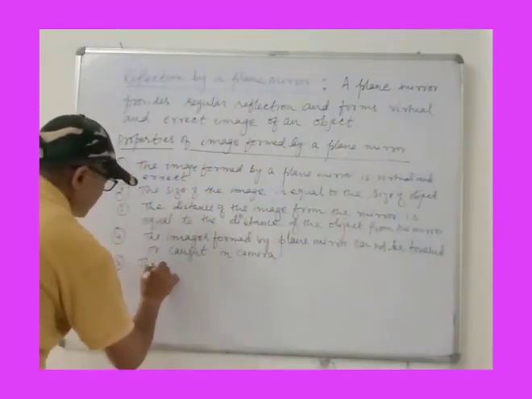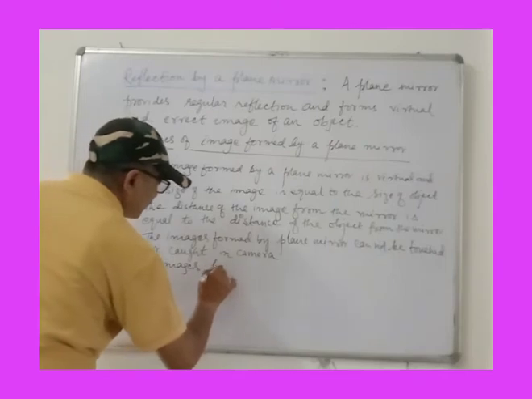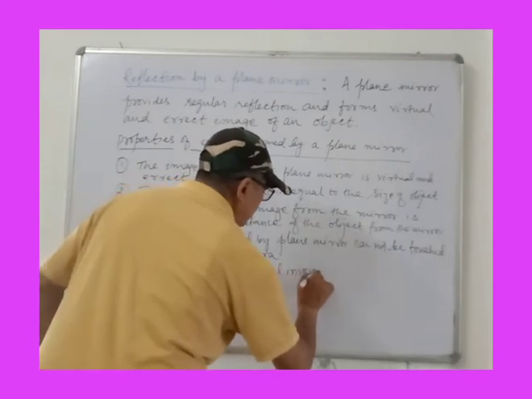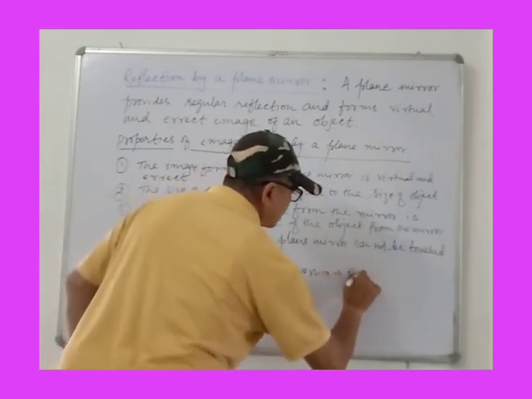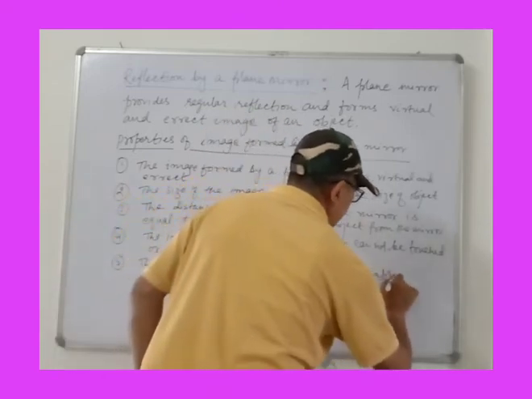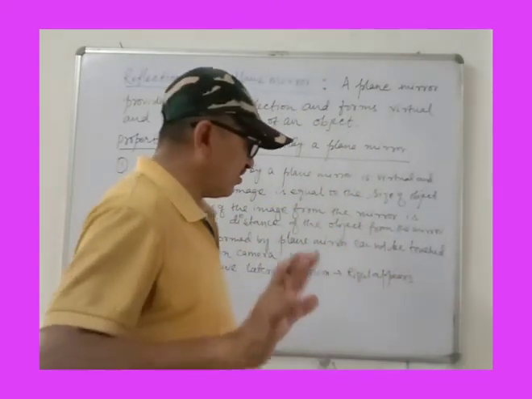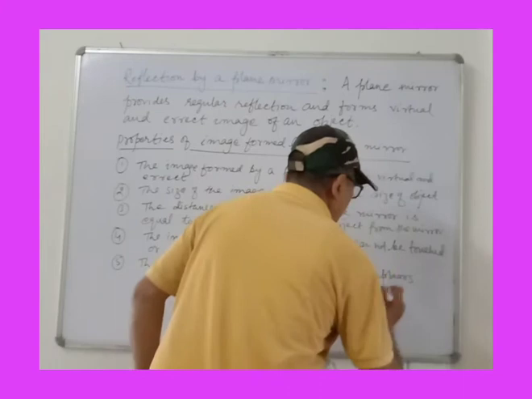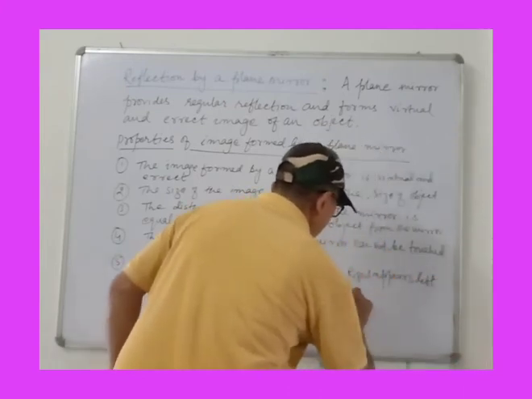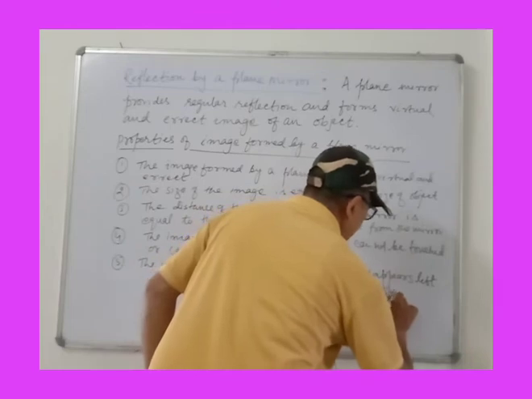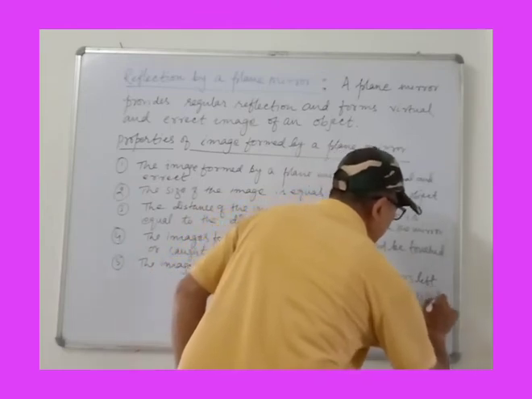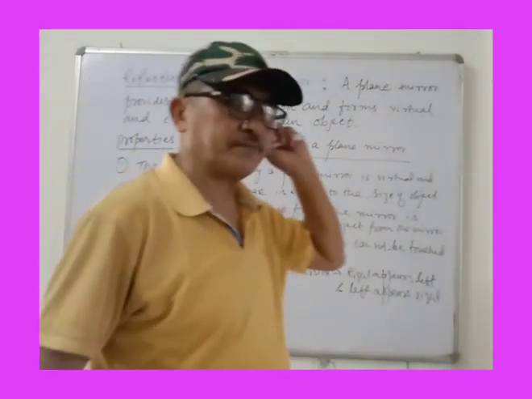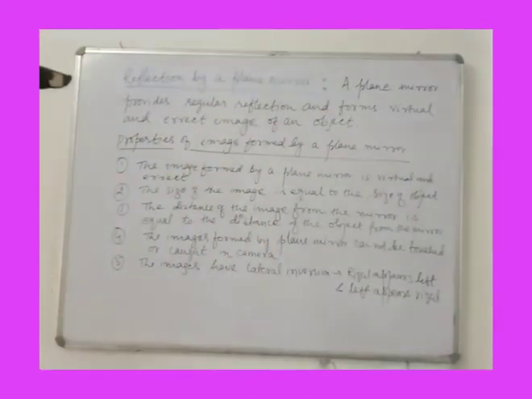The images have lateral inversion. Means right appears, only appears, it's not real, it seems like that. Right appears left and left appears right. This is the 5th property. So these are the properties of image formed by plane mirror. Please make a note. Okay.